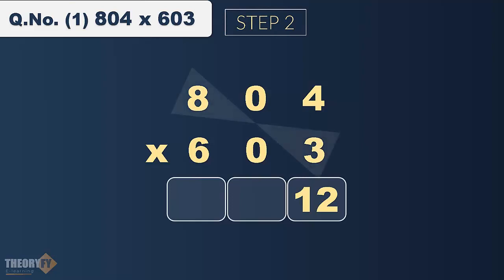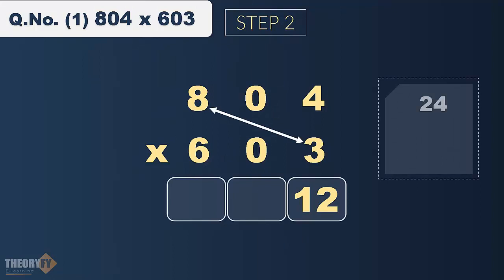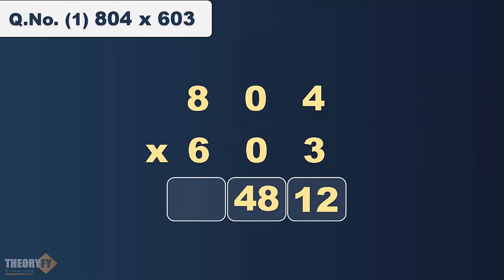Now in step 2, what we do, we multiply the digits diagonally. Like we have to multiply 8 with 3 and 6 with 4. Now there are 2 multiplications in this. One is 8 into 3, another is 6 into 4. So what we do, 8 into 3 is 24. 6 into 4 is also 24. We add these two answers. First multiply digits diagonally and then add the answers. So here the answer is 48, and this is our second part of the answer. So now we move to the next step.